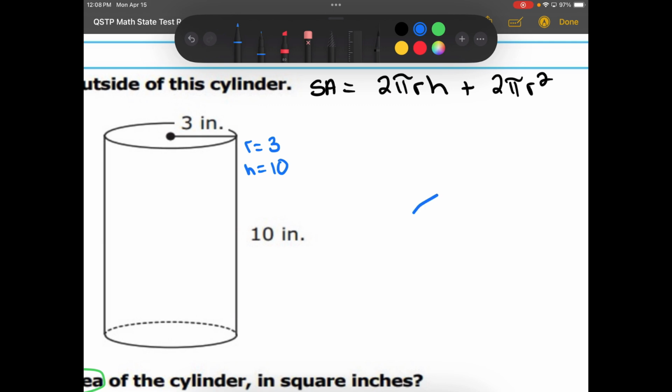And now we can substitute. 2 times pi. Instead of r, I'm going to put 3. Instead of h, I'm going to put 10. Plus 2 times pi, 3 squared. All I did was substitute. Label, substitute, solve. No matter what formula you have, label what you have, substitute it in, solve.